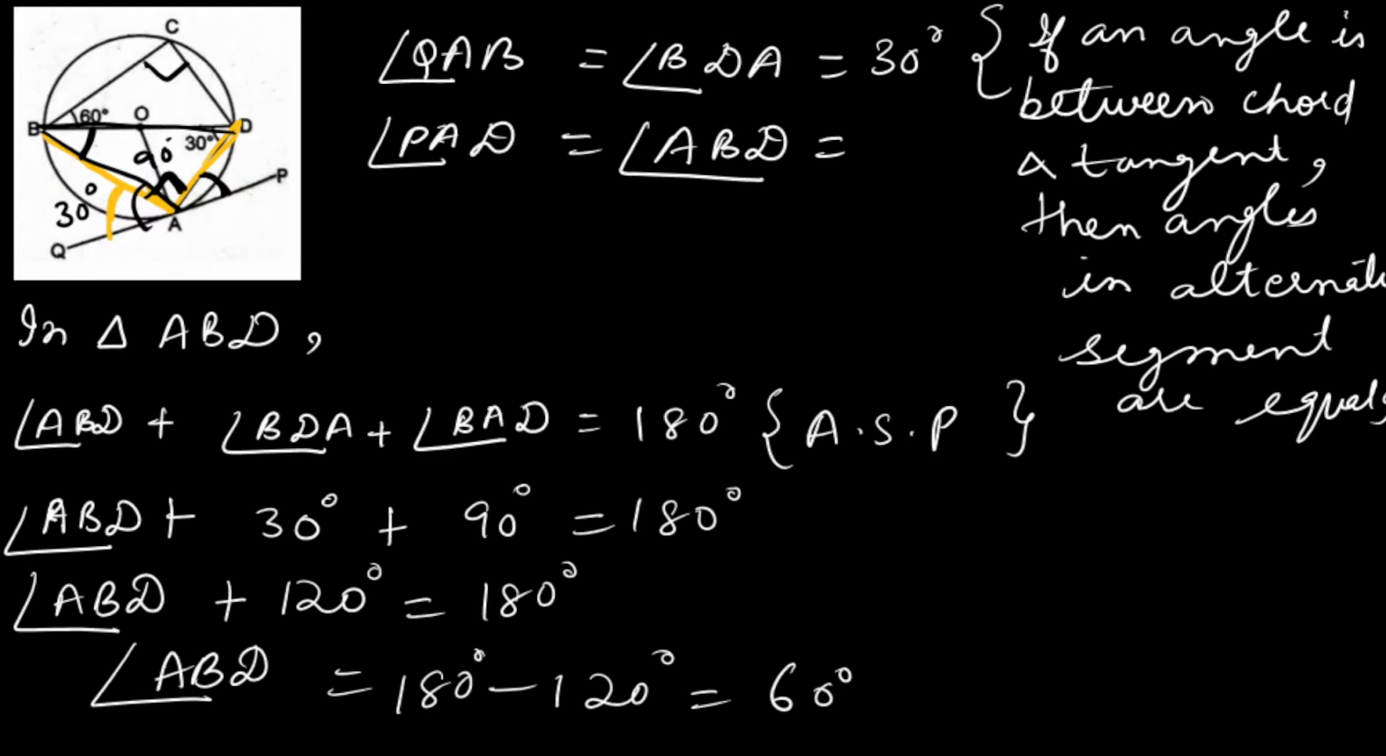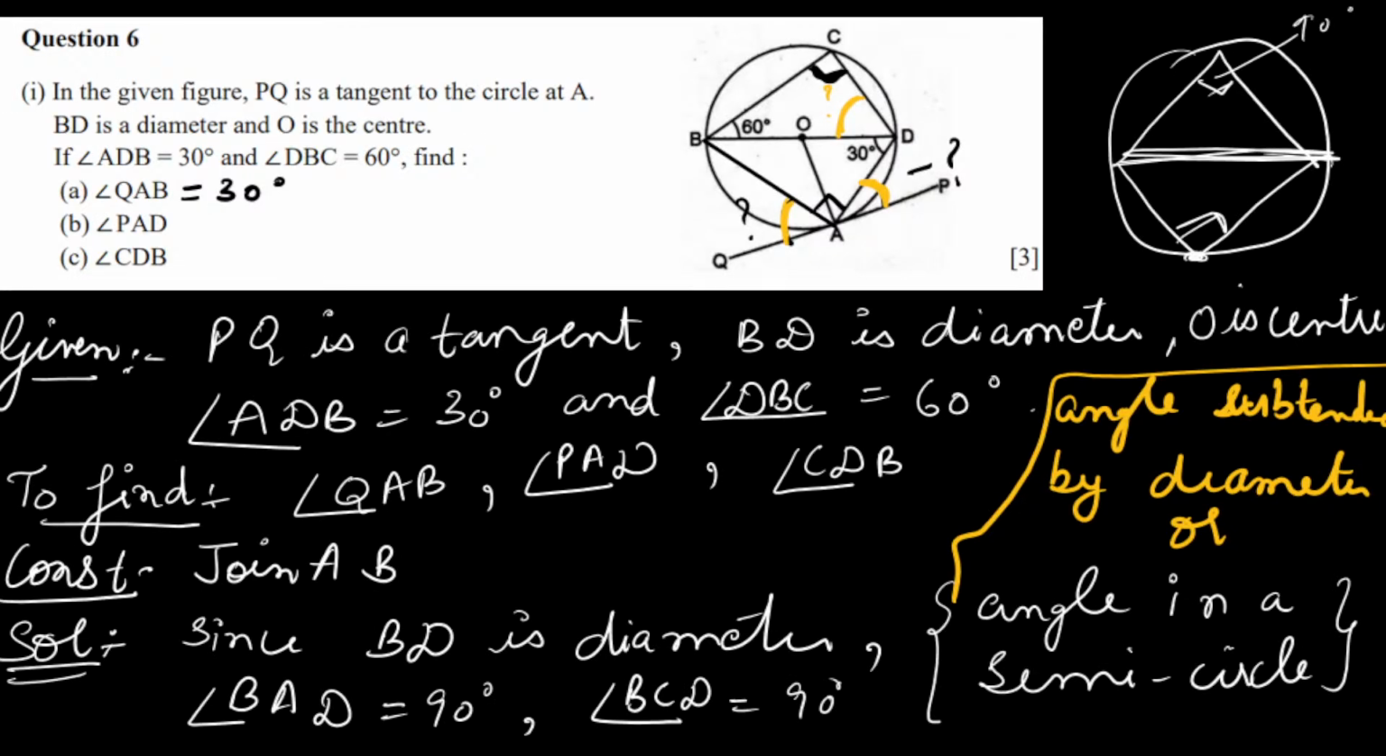We just used the angle sum property in triangle ABD. Here in this triangle we used the angle sum property and found the value of angle ABD. So ABD we got 60 degrees. The same value is of angle PAD also, because angles in the alternate segment are equal if the angle is between chord and tangent. Now the third one we have to find. The third one is angle CDB.